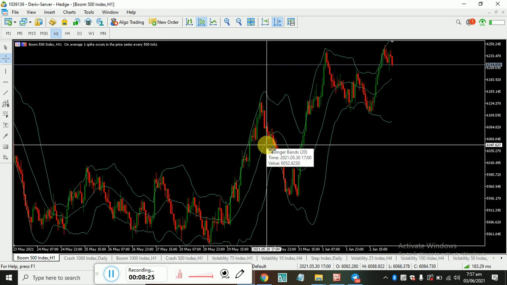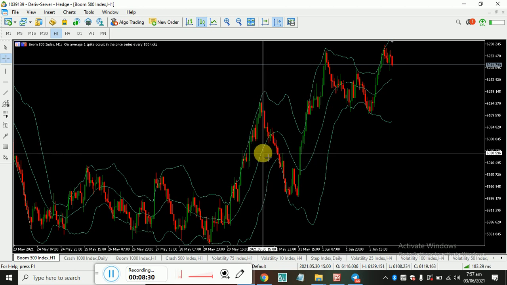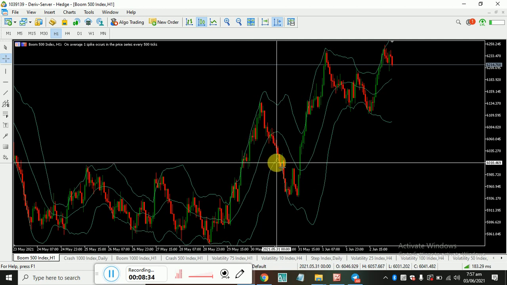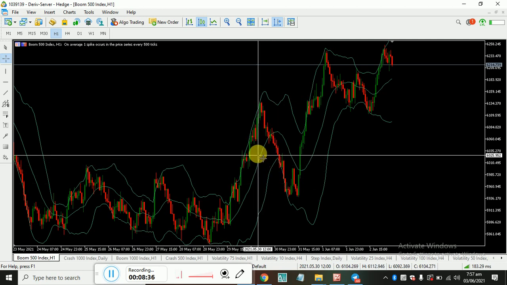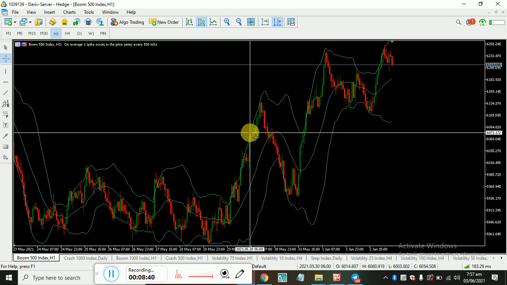As a trader, have no fear, because if you know about price action before, and you now also know about these Bollinger Bands, I tell you, you are good to go. So now there is something we call the Bollinger Bounce.